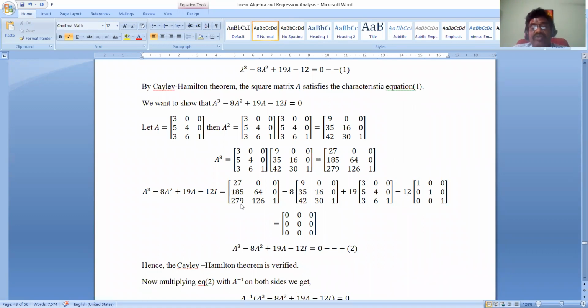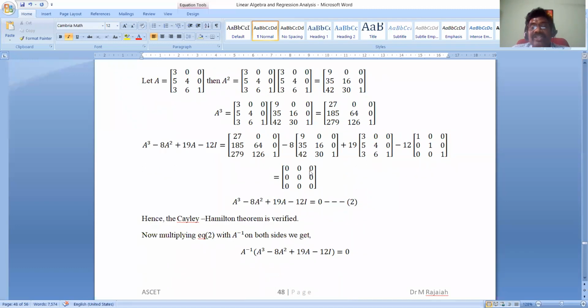That is because that becomes 279 in negative value. Then we get this value, right? Now 126 minus 8 into 30 plus 19 into 6 plus 0 into 12, that is also 0. Next, in the same way, 1 minus 8 into 1 plus 19 into 1 minus 12 into 1, that also becomes 0. So this is a 0 matrix of order 3.